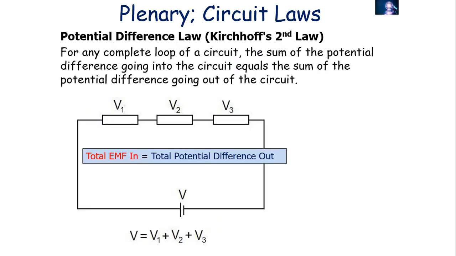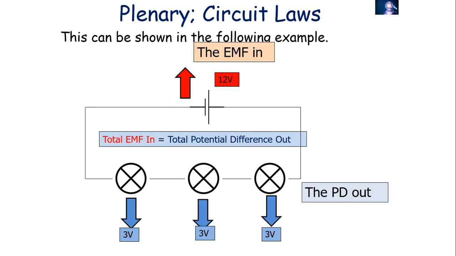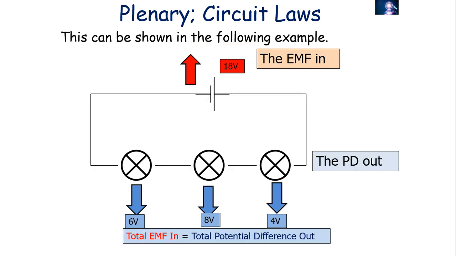Now, just to clarify this again, for a complete loop of a circuit, the sum of the potential difference going into the circuit equals the sum of the potential difference going out of the circuit. Now, this can be shown in this particular example that we've got 12 volts going in from the power pack or the cell in this particular example, and we've got 3, 3, and 3 there, okay, which works out, I should say 4, 4, and 4 there, because if you've got 12 going in, you should have 12 going out. So as a result, okay, you've got 12 volts going in and 12 volts going out.